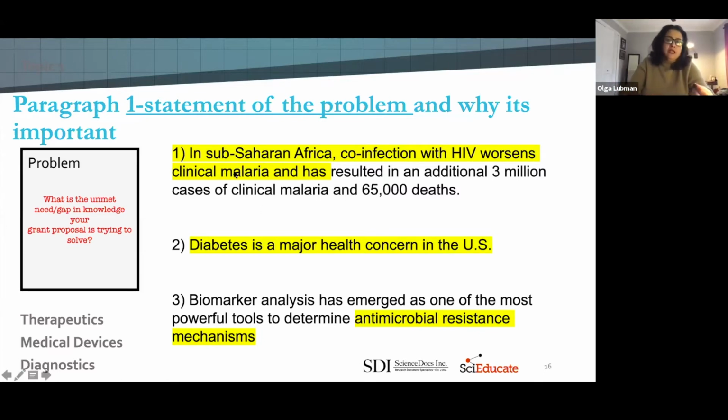Example: in sub-Saharan Africa, co-infection with HIV worsens clinical malaria. That's a statement of a problem. Diabetes is a major health concern in the United States. That's a statement of a problem. Biomarker analysis has emerged as one of the most powerful tools to determine antimicrobial resistance mechanisms. That's a statement of a problem.